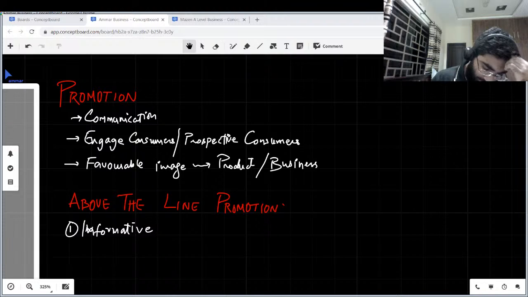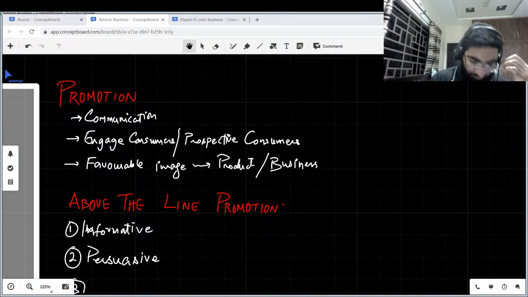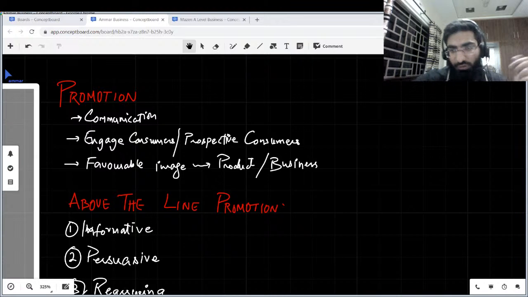The second one is persuasive. So in persuasive, you are persuading them to take a certain action, usually to buy the product. And the third type of ads, they are reassuring. So you are addressing some of their fear, or dispelling a rumor spread about your product. All right. So these are the three types of ads that you run.